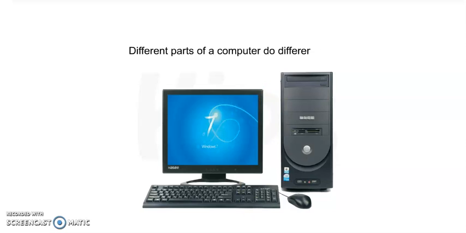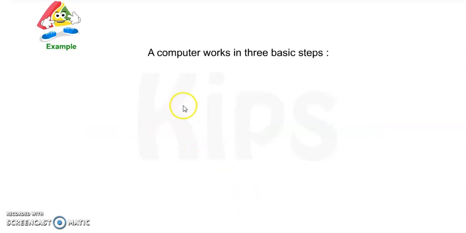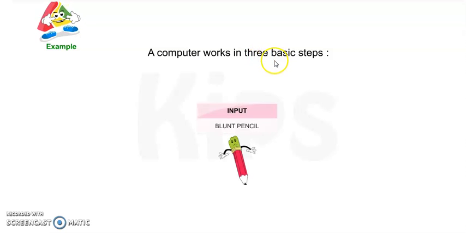Different parts of a computer do different tasks. Okay, a computer has 4 main parts: monitor, keyboard, CPU, mouse. All the parts have different types of work. A computer works in 3 basic steps. These are input, process and output. I will explain with an example. The computer works in 3 basic steps.